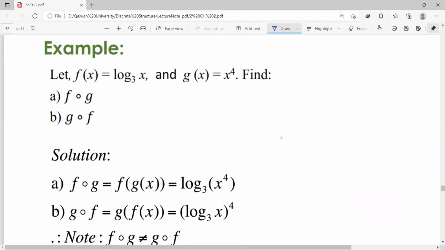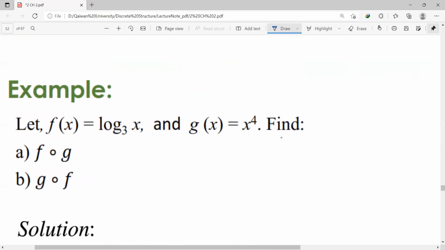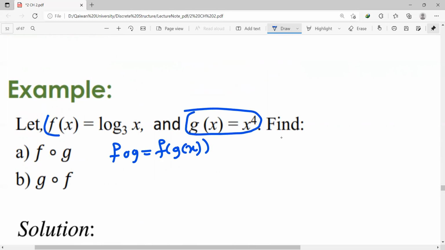Here we have given 2 functions, and we should find F circle G and G circle F. Let's find them. For F circle G, F circle G equals F of G of X. So it's G of X. G of X is X to the power 4. And F of X is logarithm of X to the base 3.